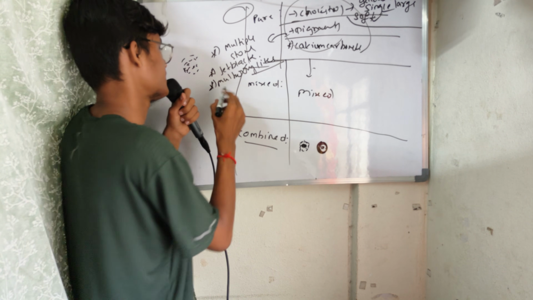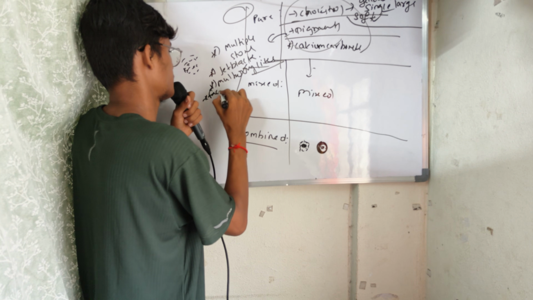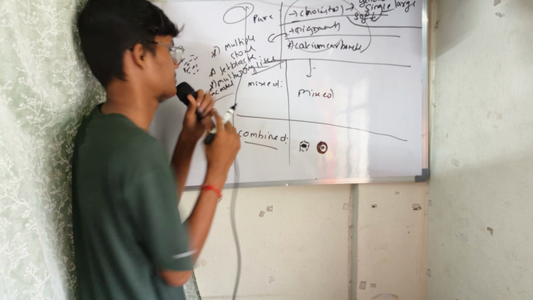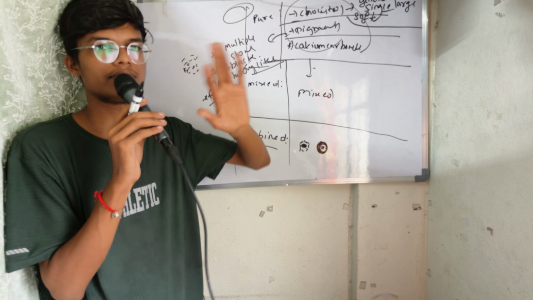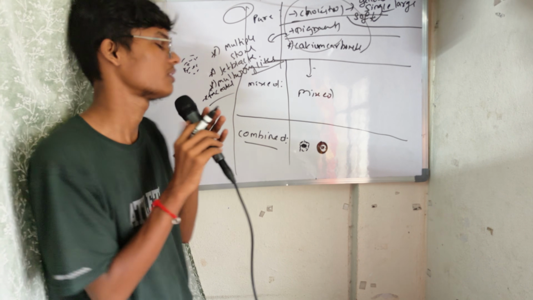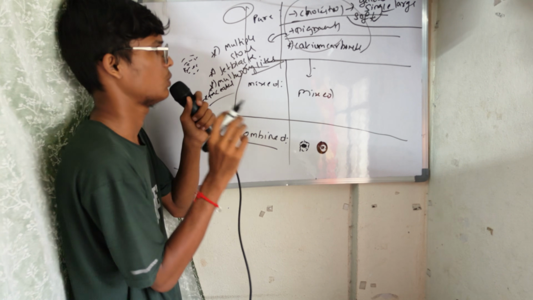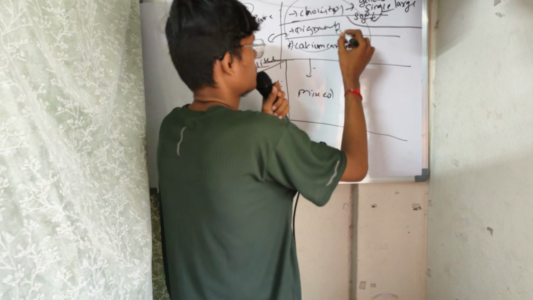And these are faceted. What is the meaning of faceted? That means they have sides. We can observe that some side is there to it. That is faceted. Okay, now we understood cholesterol stones.